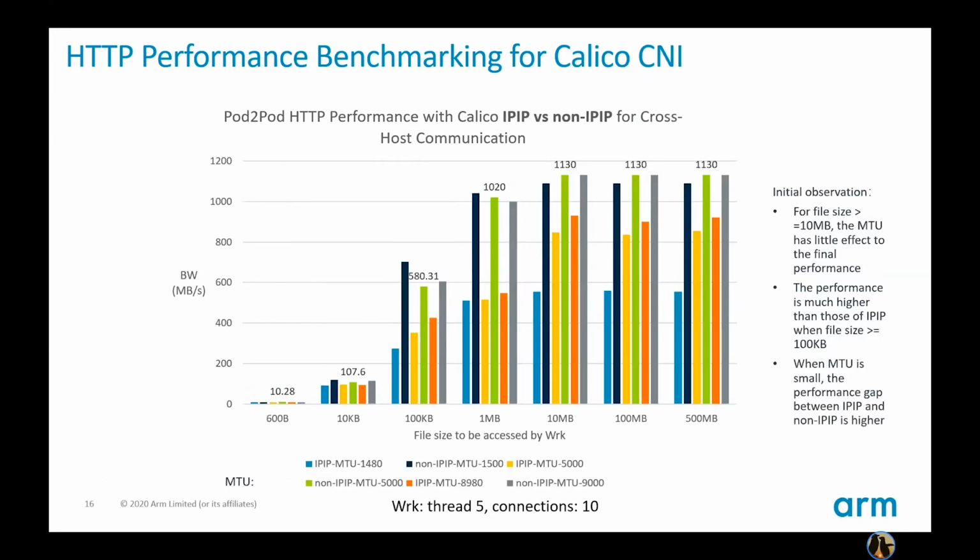And the HTTP performance benchmarking here, this is for the third one. The third one is the pod-to-pod HTTP performance with Calico IPIP versus non-IPIP cases for cross-host communication. Our observation here is that for file size greater than 10 megabytes, the MTU has little effect on the final performance, and the performance is much higher than those of IPIP when file size is greater than 100 kilobytes. And when the MTU is small, the performance gap between IPIP and non-IPIP is higher.